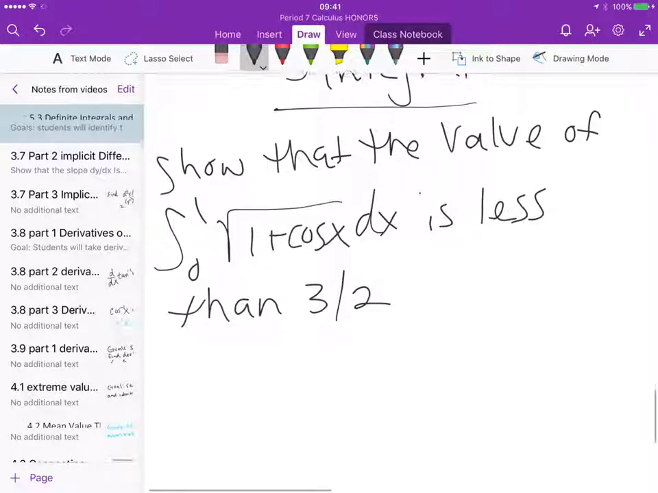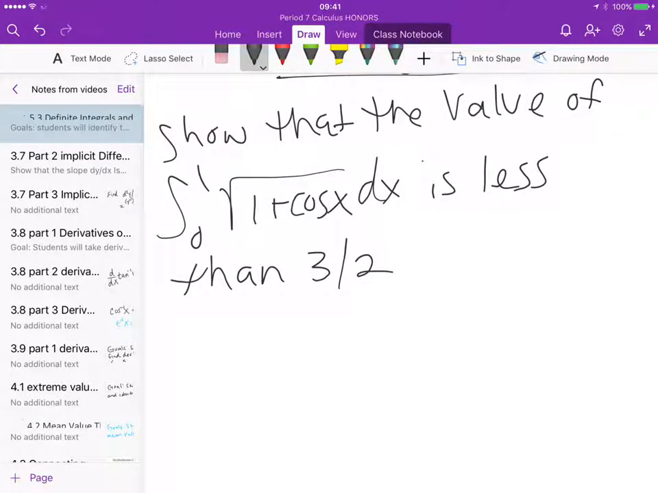It says, show that the value of the integral from 0 to 1 of the square root of 1 plus cosine of x is less than 3/2. So we want to show that the integral from 0 to 1 is less than 3/2. Alright, so let's take into context first and foremost integrals, less than, so on and so forth.